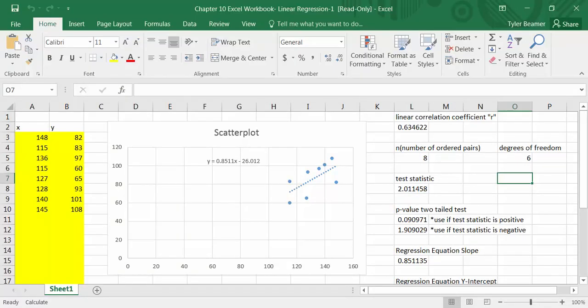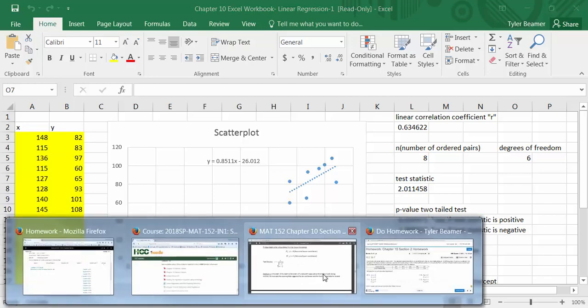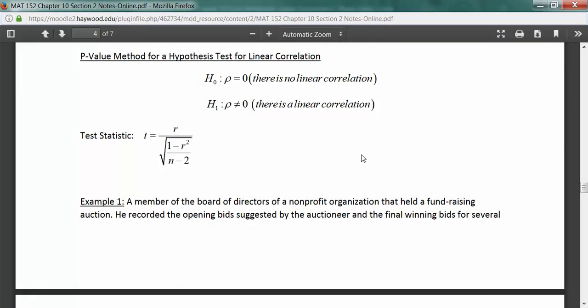If you open the template, it looks like this, where you will put the paired data from your problems here in the highlighted section. You have a scatter plot that will then be created once you put the data in. You will have the linear correlation coefficient R calculated, the number of ordered pairs, the degrees of freedom, which is n minus 2, the test statistic that comes from doing a p-value hypothesis test for linear correlation.